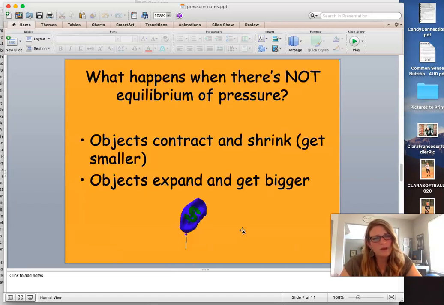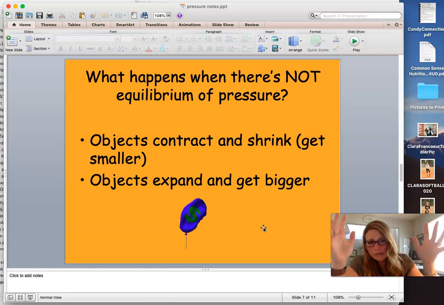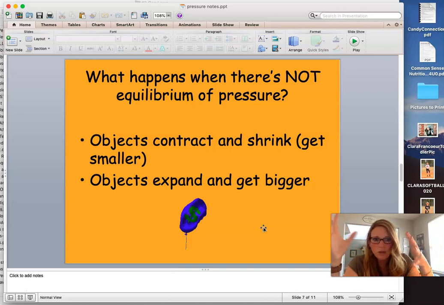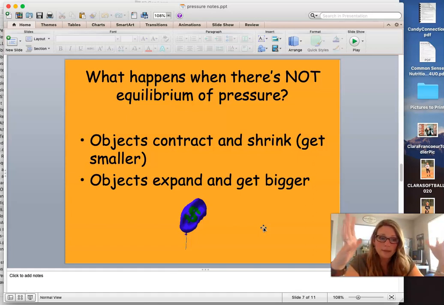So what happens when there's not an equilibrium of pressure? Well, what is nature like? What do we always say in chemistry? Nature loves balance. It doesn't want positive or negative. It likes some neutral stuff, okay? So when there's no balance of pressure, one or two of those objects is going to either give up some of it or take in something so that it can balance out. So objects are either going to contract and shrink and get smaller, or they're going to expand and get bigger.